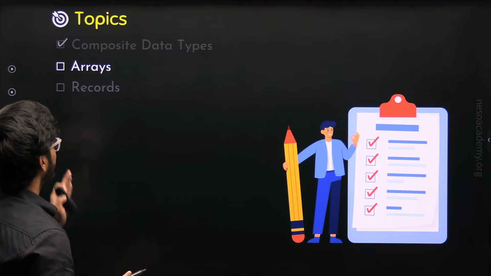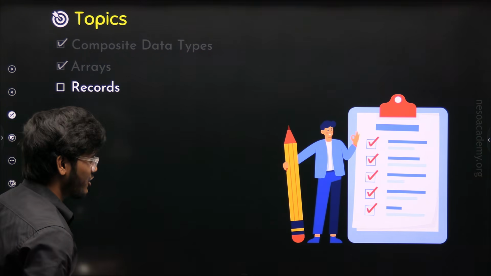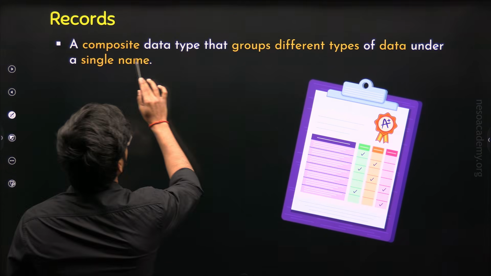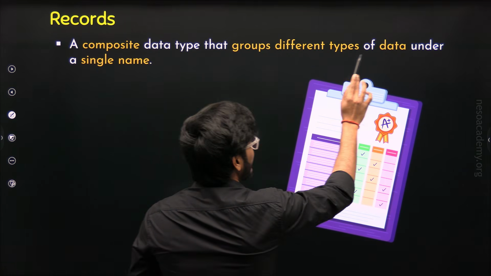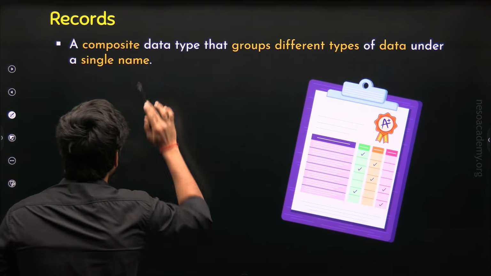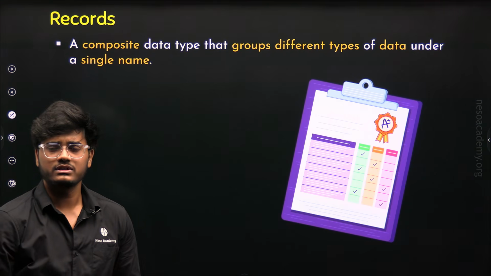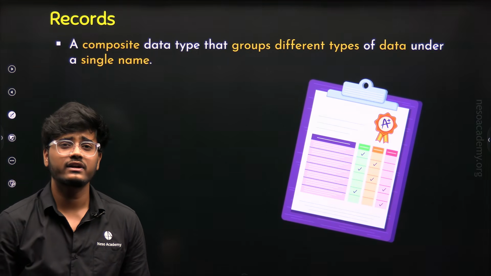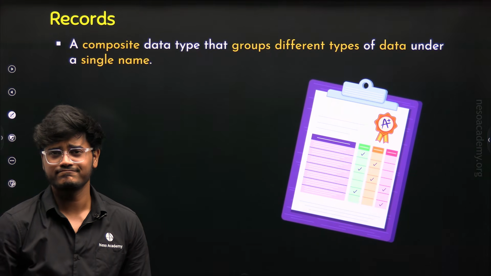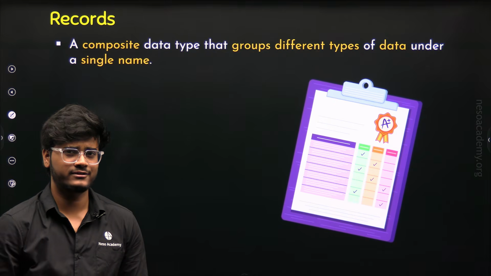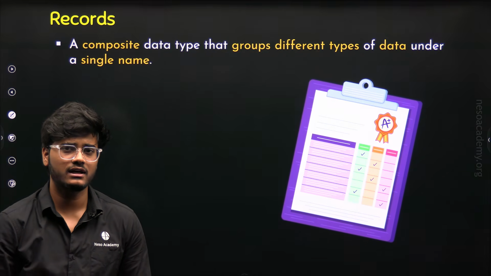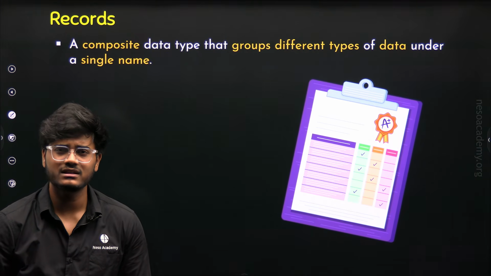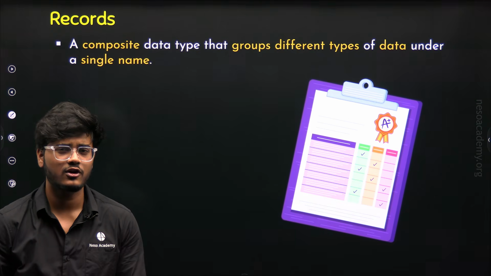Now let's understand the second composite data type, records. Now, what are records? A record is a composite data type that groups different types of data under a single name. Unlike arrays, which are a collection of similar data types, a record stores different data types under a single name. Now let's see how to create a record. For example, if I want to create a record for a student, which contains roll number, marks, and the passing status, whether the student is passed or failed.